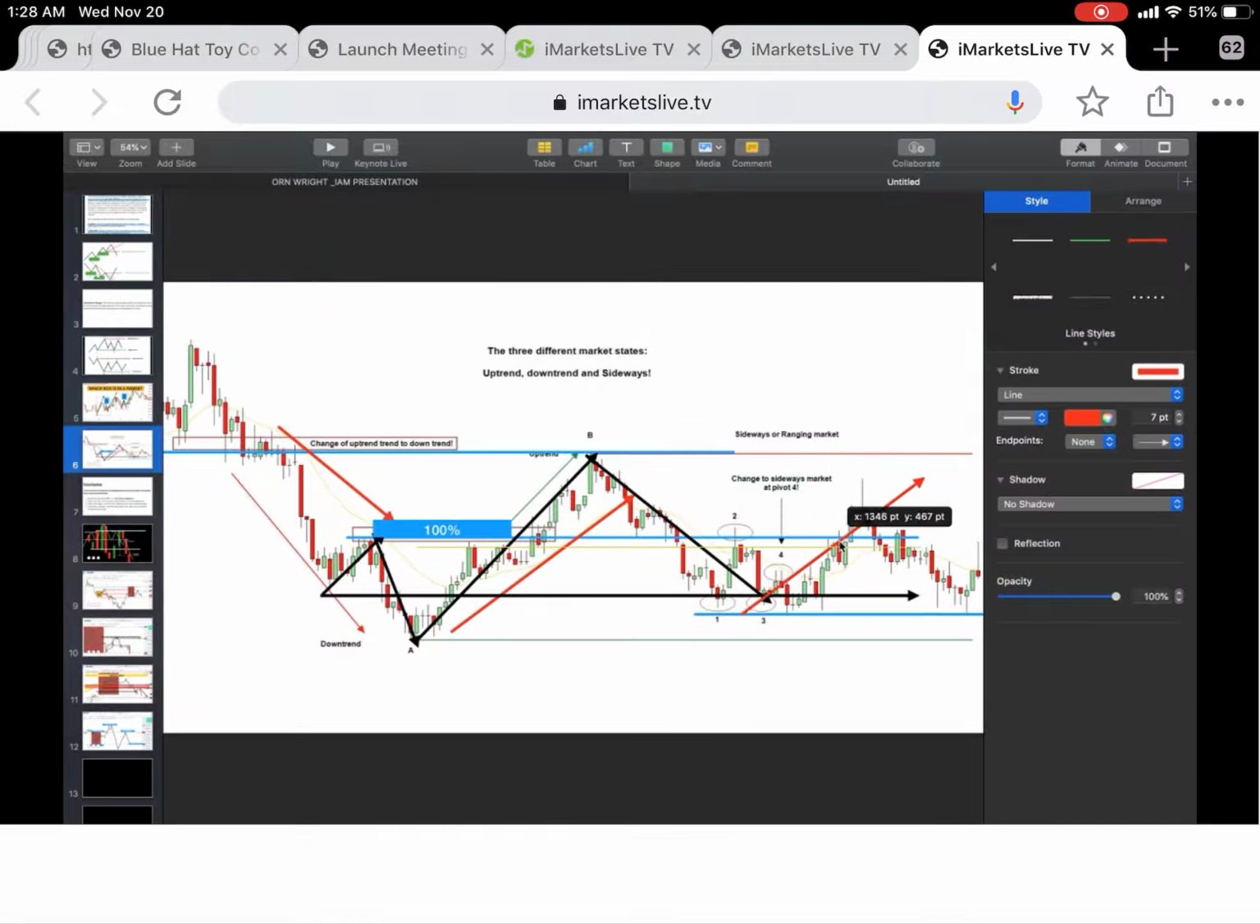Now, it may not take off right away. Might go into consolidation. But look what they're doing to us. Woo! Let's go, baby.